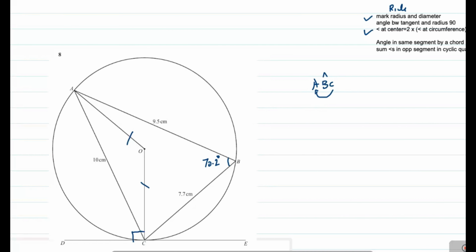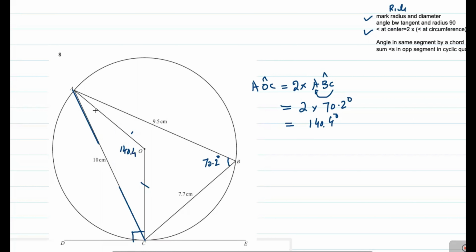This is the chord AC, and this chord AC makes the angle at circumference ABC, and this chord also makes an angle at center, and that angle is AOC. This angle will be 2 times the angle at circumference. You multiply by 2 and you get the angle AOC. You see here the angle at circumference is 70.2 degrees, and angle AOC will be equal to 2 multiplied by 70.2, which is 140.4 degrees. That is the answer. We write it as 140.4.